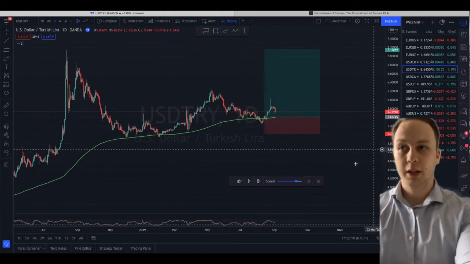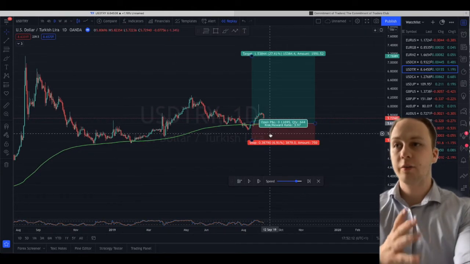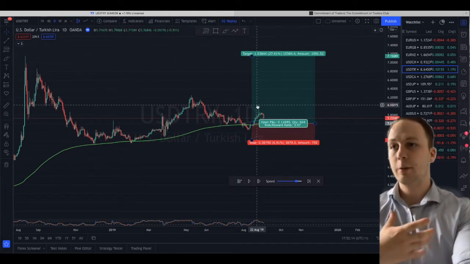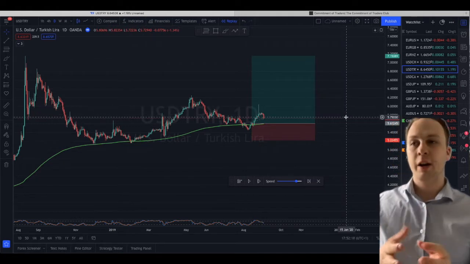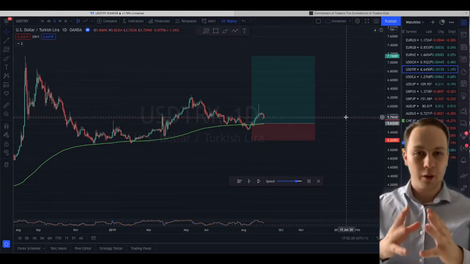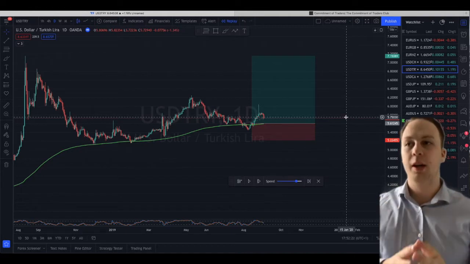Okay, I'm going to pause it there. We are going very well. We've had this nice push to the upside. Some will be a bit fearful of this wick rejection, but I'm confident in the trade that I've taken. Now, here is how you grow your small account.